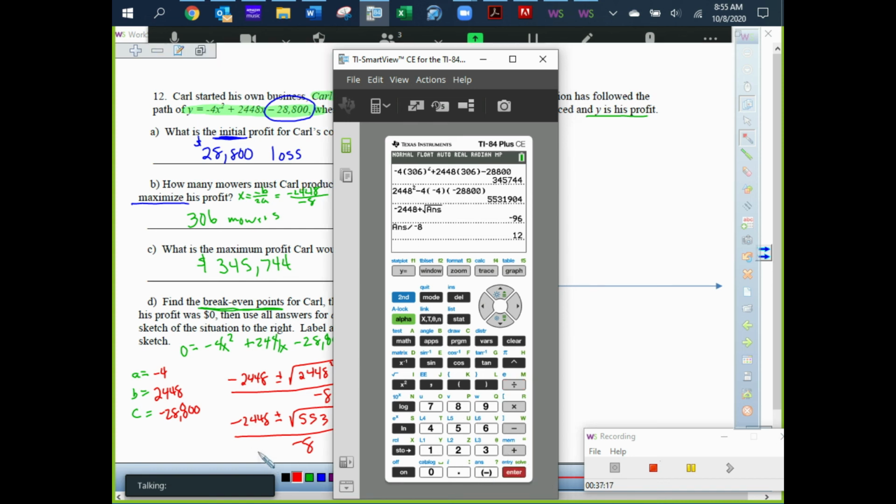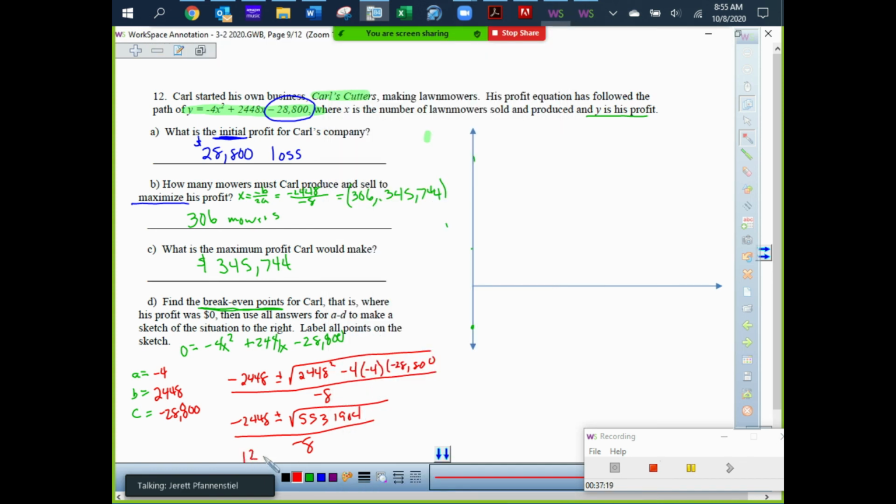And I got 12 for one of those answers. You find the other one. Got to do the minus. Negative 2448 minus square root of big boy, hit equals, divide by negative 8. What are we coming up with? 600? Sound okay with that? They both came out positive. We'll see why when we start sketching our graph.